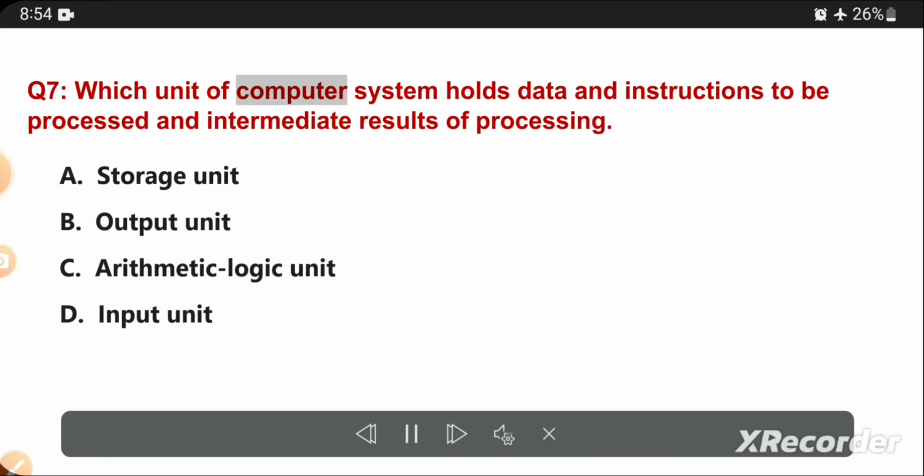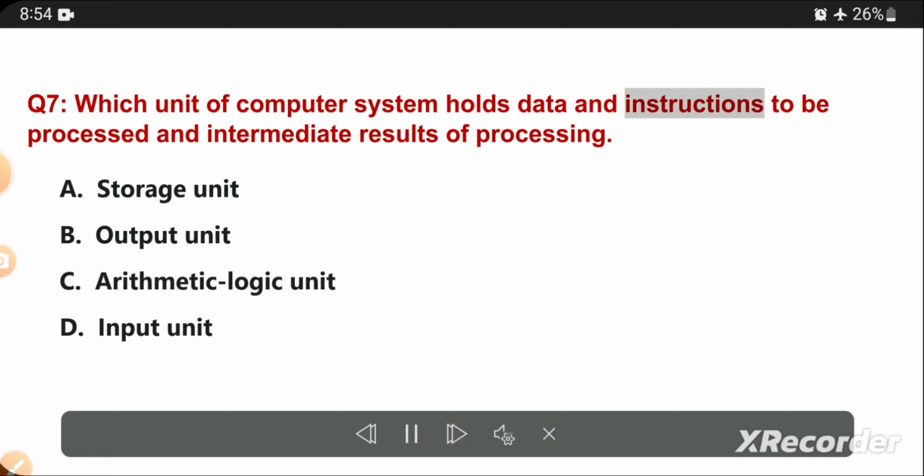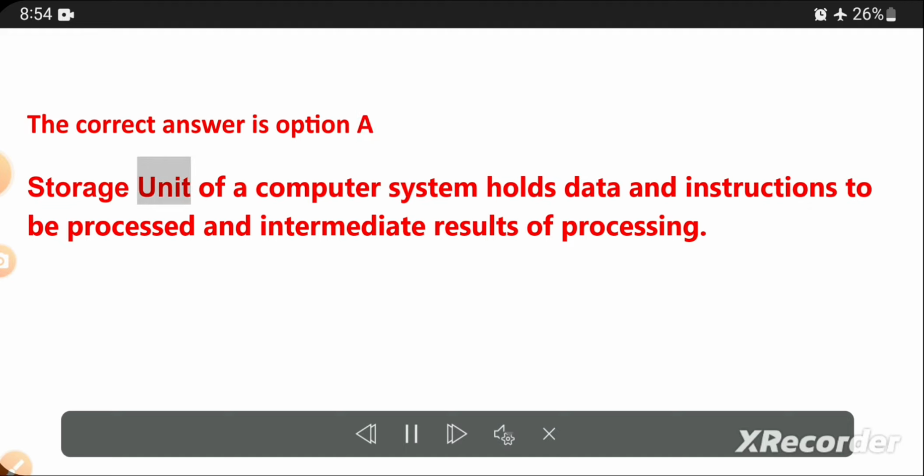Q7. Which unit of computer system holds data and instructions to be processed and intermediate results of processing? Storage unit, output unit, arithmetic logic unit, input unit. The correct answer is option A. Storage unit of a computer system holds data and instructions to be processed and intermediate results of processing.